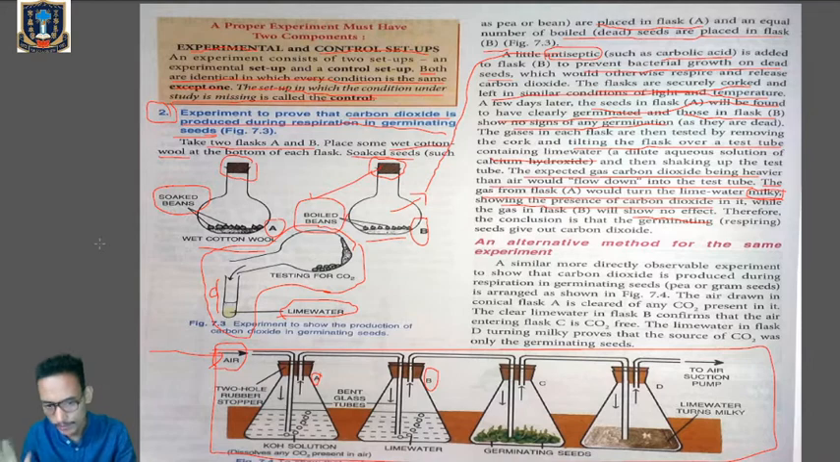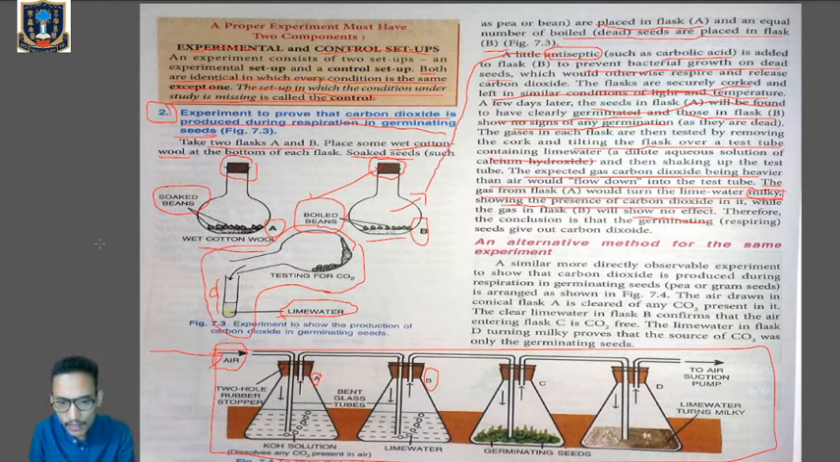It turns milky. But since we are using KOH, potassium hydroxide solution, in flask A, which will absorb all the carbon dioxide, the air going from A to B will be free of carbon dioxide, and since it is free from carbon dioxide, it will not turn the lime water milky. Clear? So now there is simply lime water which is not milky.